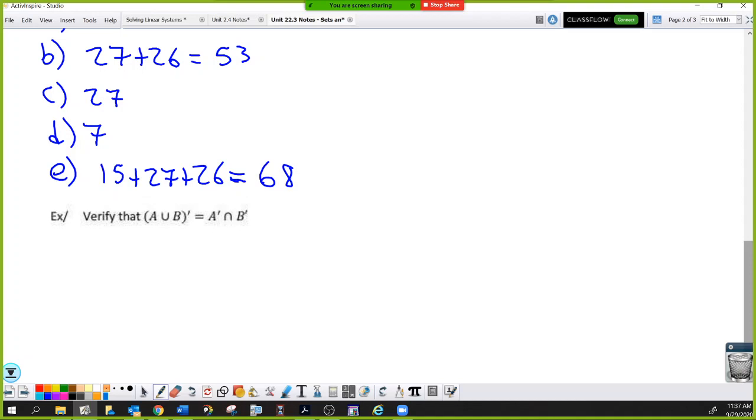Okay. It says verify. Now check this out. I just showed you this fact on the front of these notes. I showed you that A union B quantity naught is the same thing as saying A naught intersect B naught. So when it says verify it, what they expect you to do is legitimately draw Venn diagrams and shade. You're going to draw a Venn diagram for the left side and shade. You're going to draw a Venn diagram for the right side and shade, and you'll see that the same stuff is shaded. That's what you're supposed to do.